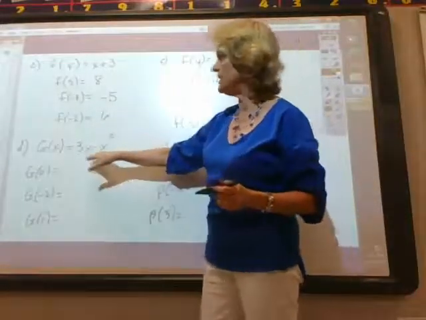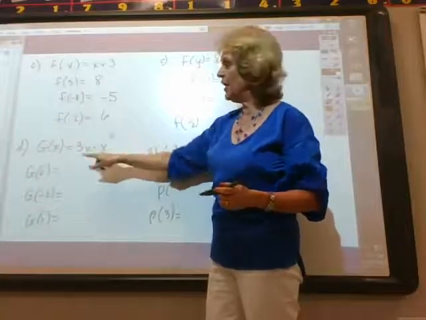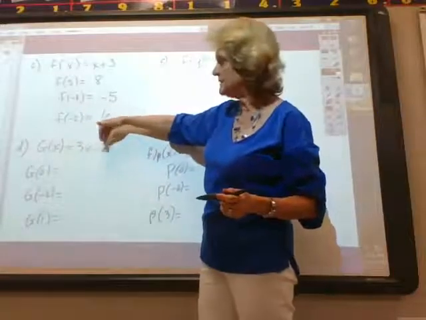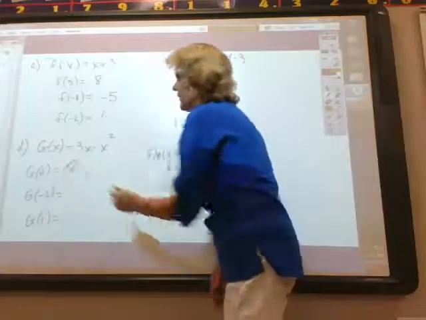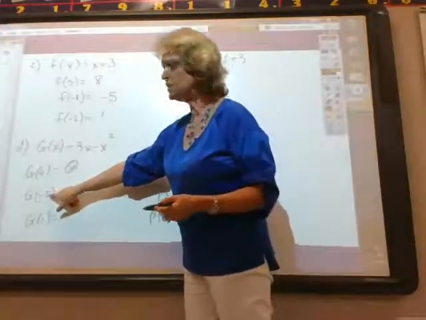All right, now g, we have 3x minus x squared. All right, so when we plug in 0, 3 times 0 is 0, minus 0 getting squared is 0. So 0 minus 0 is 0. That one's the easy one. Generally, it's very easy. All right, now, negative 2.